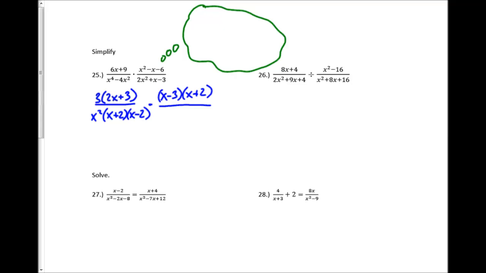And for this one, I have to split up the middle term. So I'm going to split it into a +3x and a -2x, and then the -3. And I've got to do factoring by grouping here. I group the first two together and the second two together.